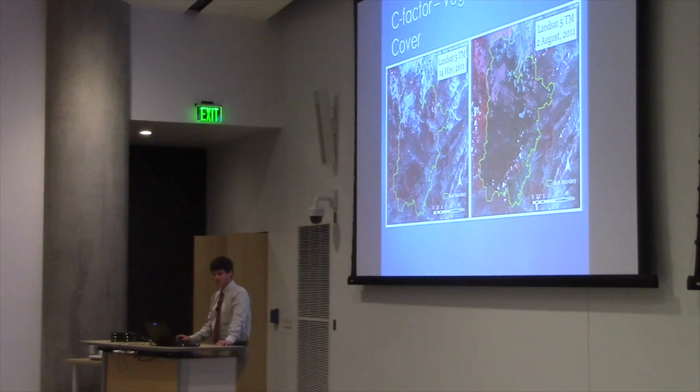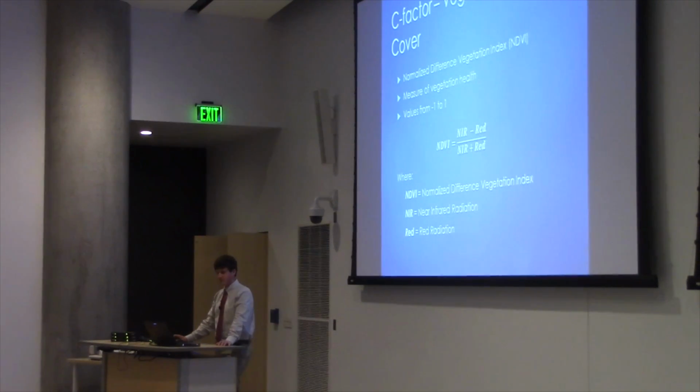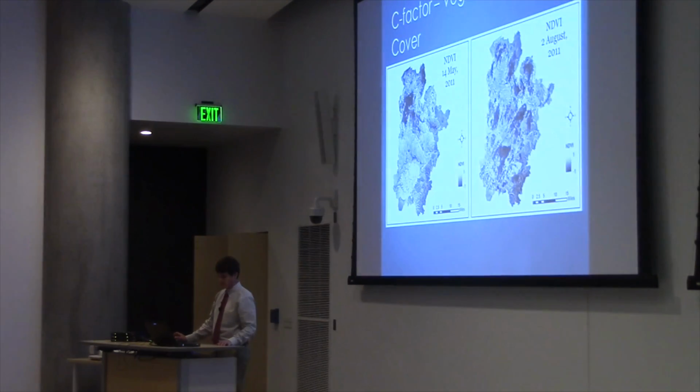The C factor represents vegetation cover, and it was estimated using 2 Landsat 5 images from the 14th of May and the 2nd of August 2011. The first step in determining the C factor was to calculate the Normalized Difference Vegetation Index, or NDVI. NDVI is a measure of vegetation health and is calculated using near-infrared and red radiation and the following equation. This gave us the following 2 NDVI images.